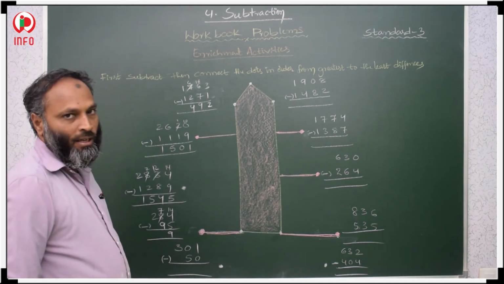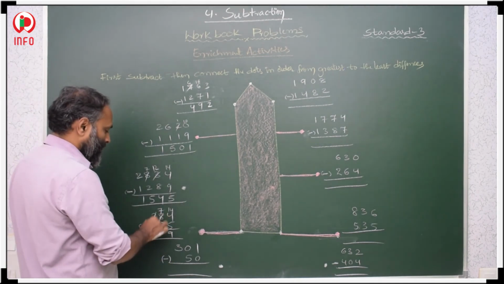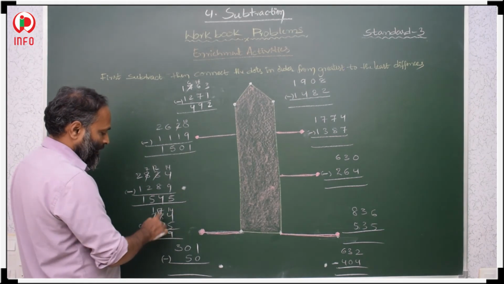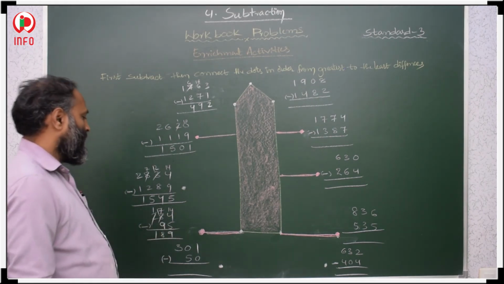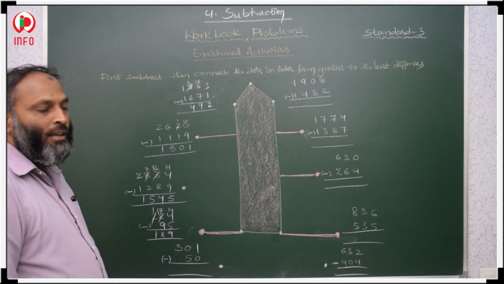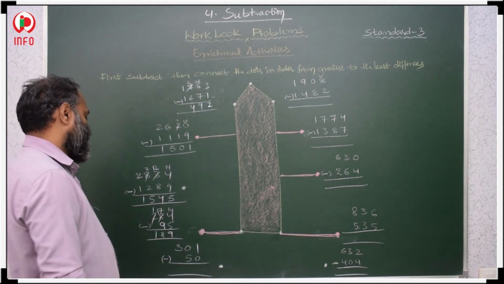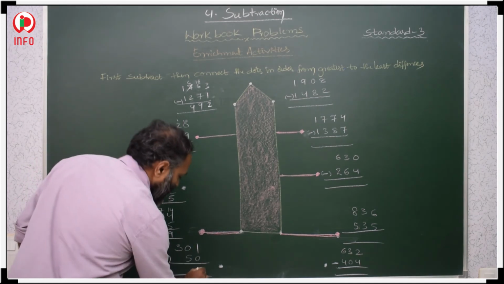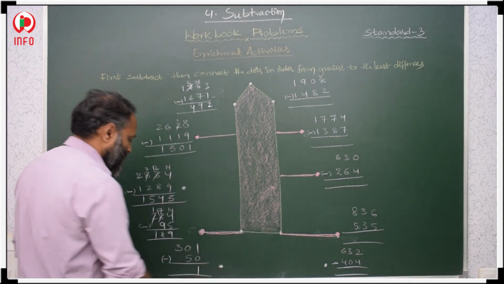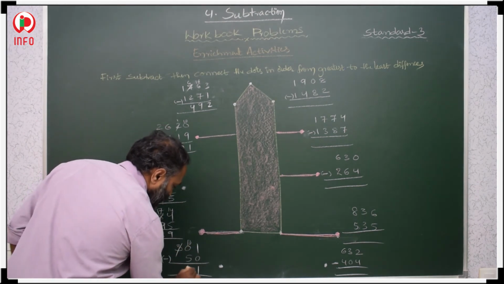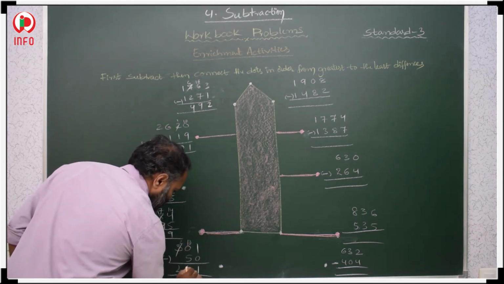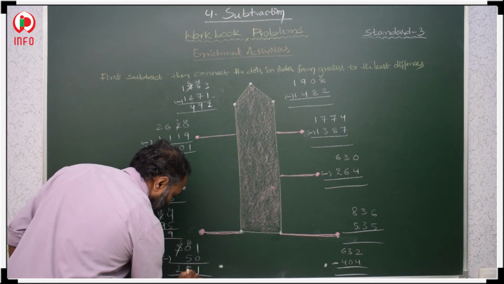7 minus 9. Again the minuend is smaller, so you take from here to make 17. 17 minus 9 is 8. 189. Then 1 minus 0 is 1. Take borrow from here, 10. 10 minus 5 is 5. Here 2. 251.